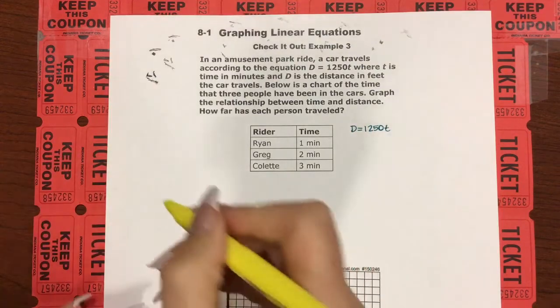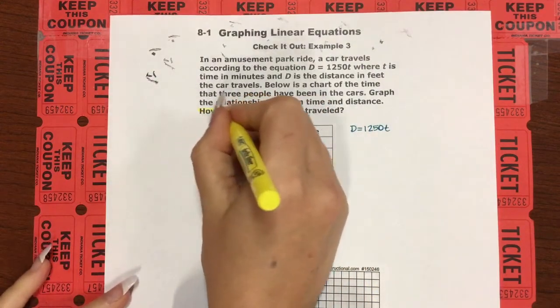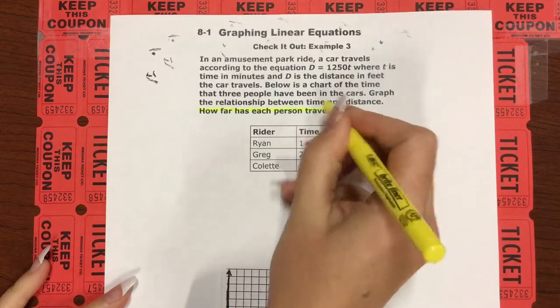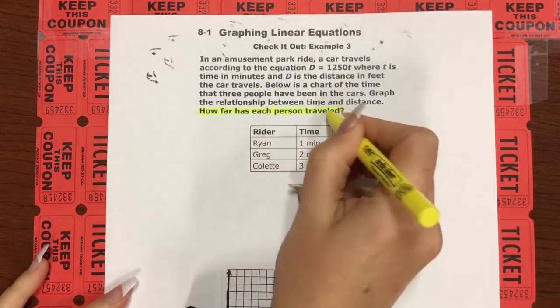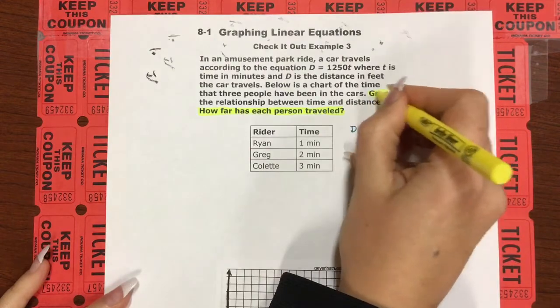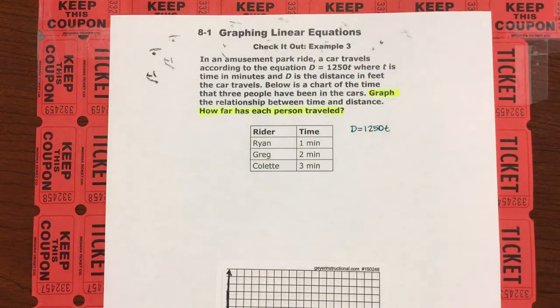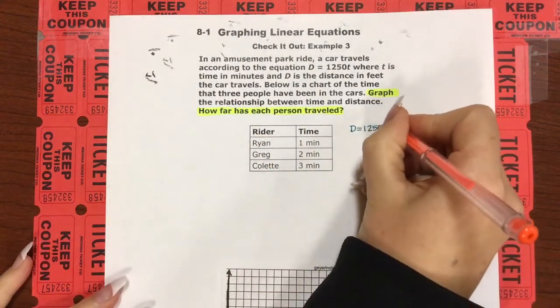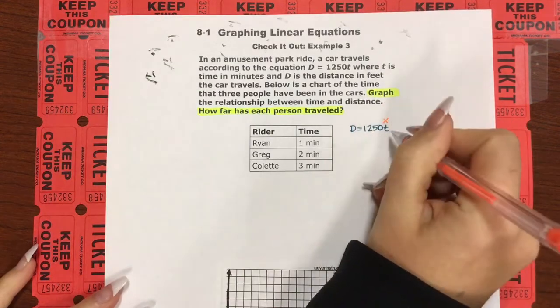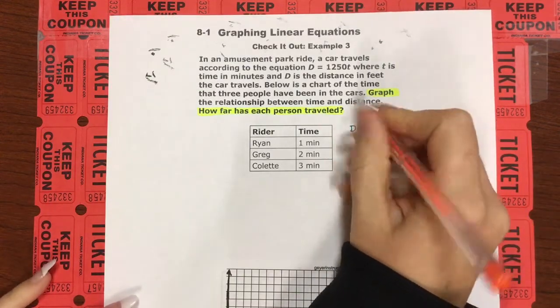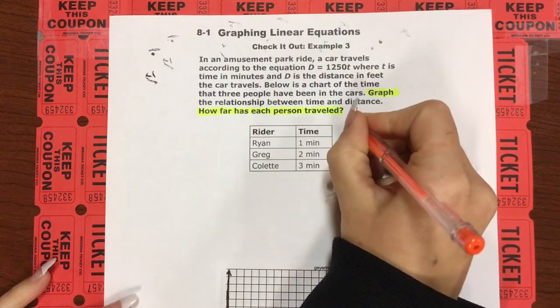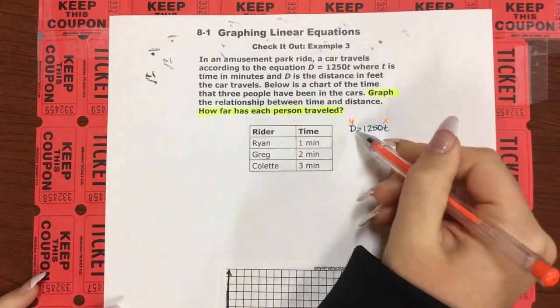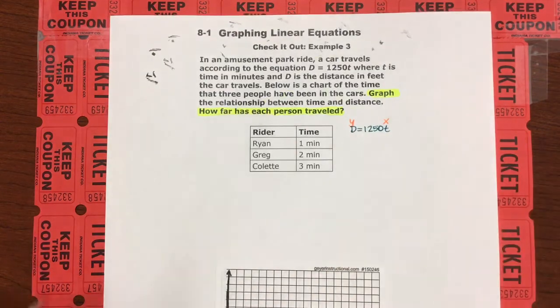So this is the question we need to answer. How far has each person traveled? That's referring to the distance, and then we need to graph the data. So we need to do two separate things. So for this example, we have the riders and then we have the time. The time is the same thing as our x, and that would be the independent variable, and the distance is our y, or the dependent variable, which means however far you go depends on how much time you are traveling in that particular direction.